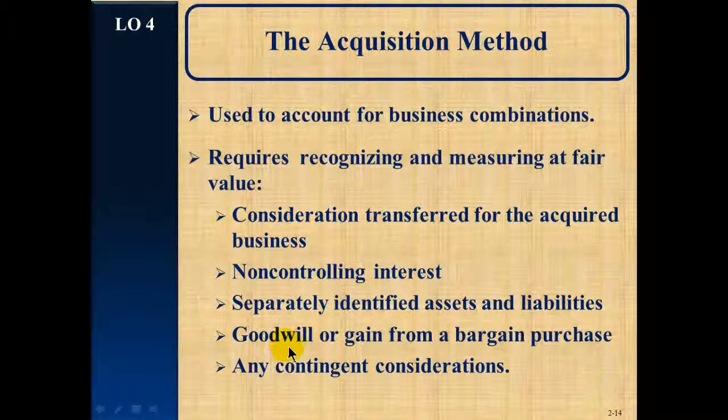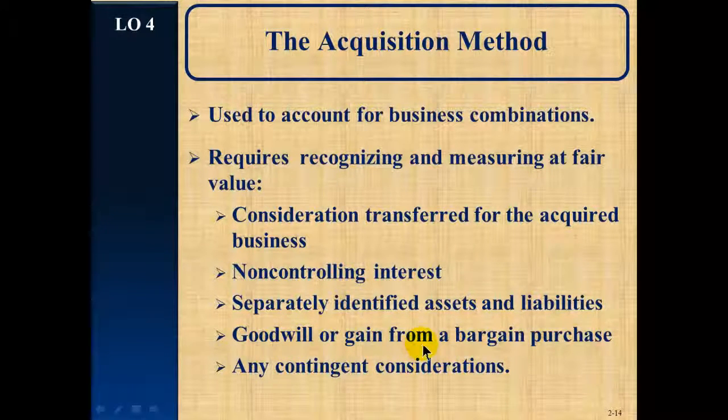Goodwill then is really going to be the excess of what it is you're paying as the acquirer, and you look at all the fair values of what you're getting, the assets and liabilities, and if what you're paying, what you're giving up, exceeds the fair value, the net assets and liabilities, the fair value of those, then you have what's called goodwill.